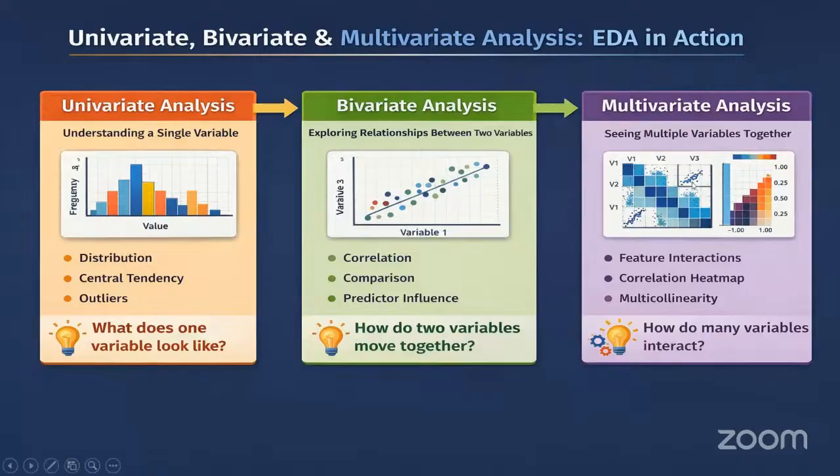Like there are v1, v2, v3, the three variables. For that, a matrix is created to identify the relationship between v1 with respect to v1, v1 with respect to v2, v1 with respect to v3, like all these things. Okay, so we can identify that type of pattern in the multivariate analysis by performing a correlation heat map.